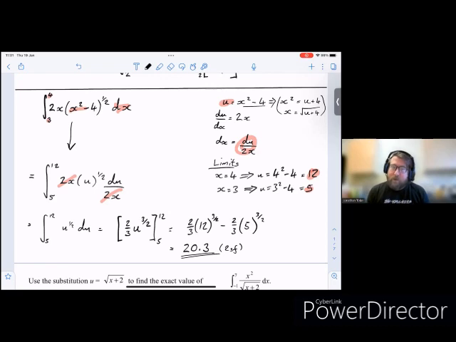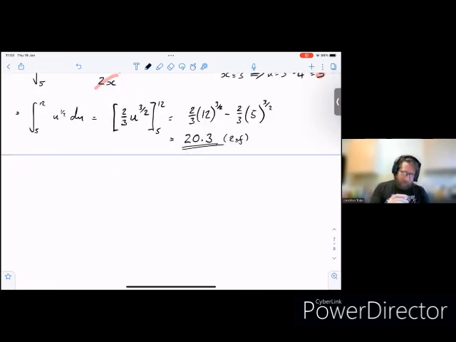If you were to have done this by inspection, you would have just treated the bracket as if it was x to the half. So you'd add 1 to the power, divide by the new power, and you would have got 2 over 3 times (x squared minus 4) to the half, which is exactly the same as we got here, except we wouldn't have needed to change the limits because our answer would have been in terms of x. So anyway. Okay, so let's look at another example.